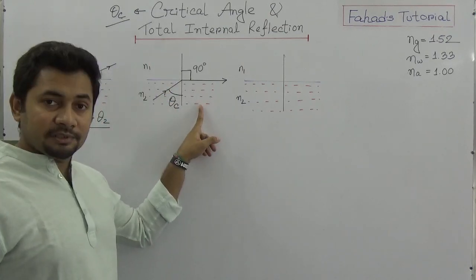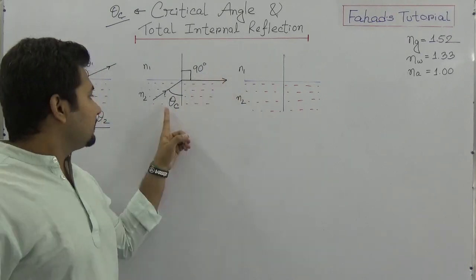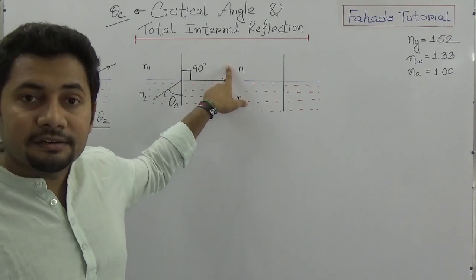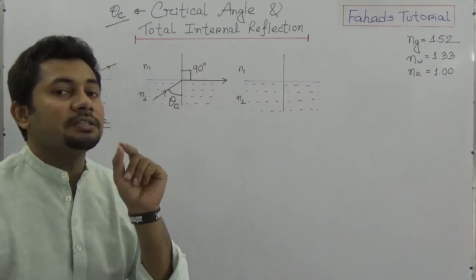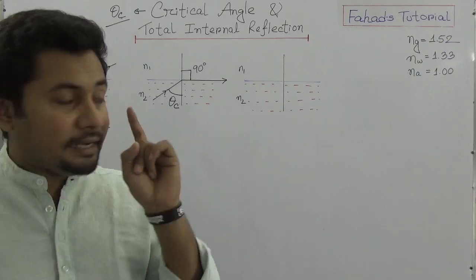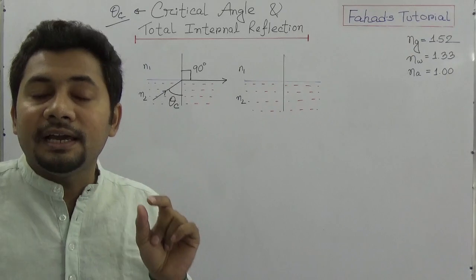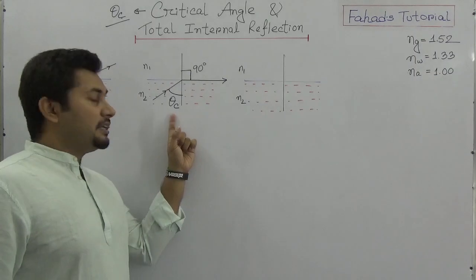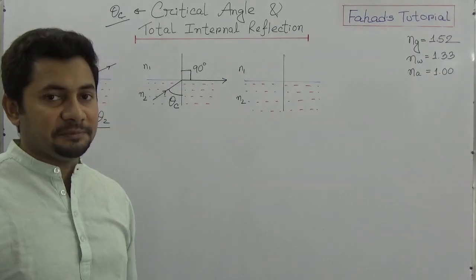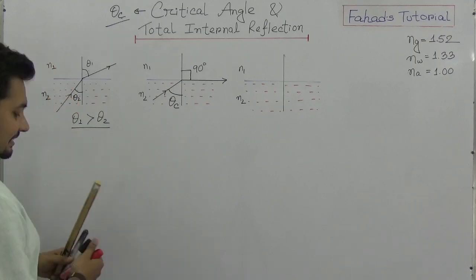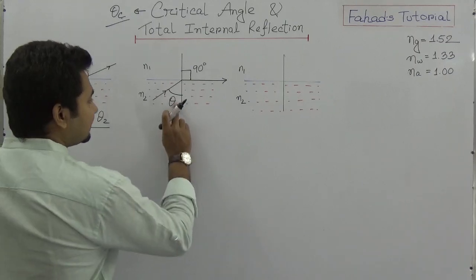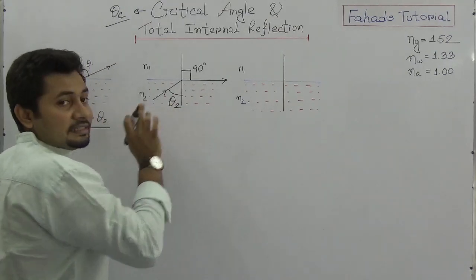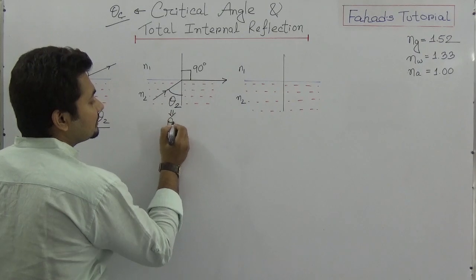If it is diamond and water, then the critical angle would be different. If it is diamond and air, the critical angle would be different. But always remember that the critical angle forms in the denser medium, not in the rarer medium. So this theta 2 is actually theta C.